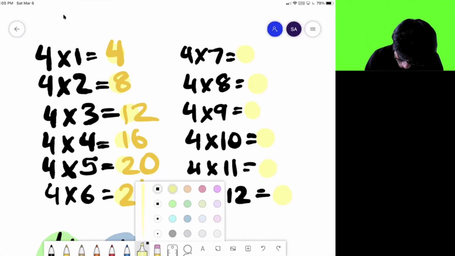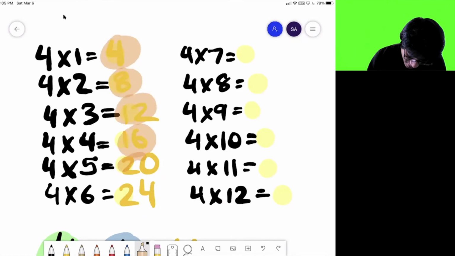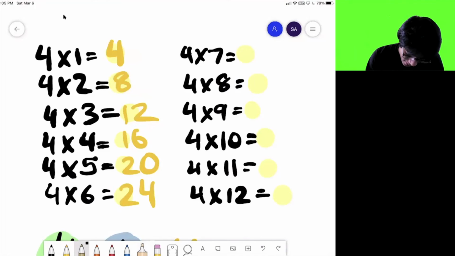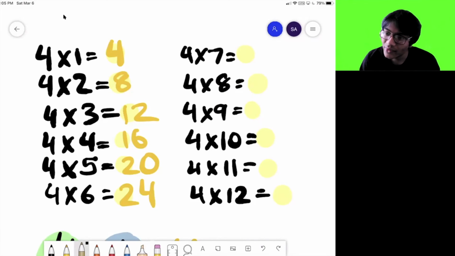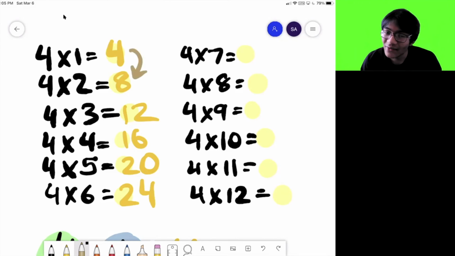Look what's happening here. This is 4, this is 8, this is 12, this is 16, this is 20, this is 24. Do you see any pattern going on by any chance? I'll give you a few seconds to think about what the pattern might be. Do you see any patterns? What do you add to 4 to get 8? Well, think about it. What's 8 minus 4?